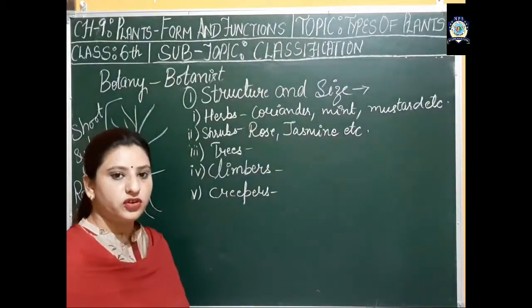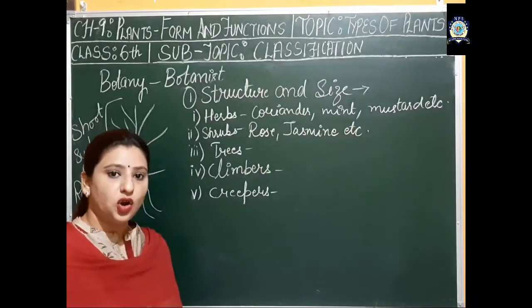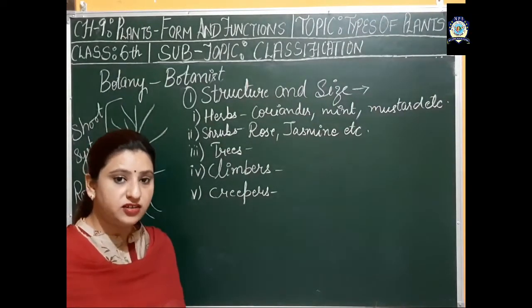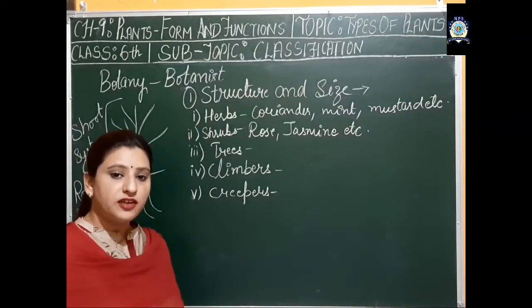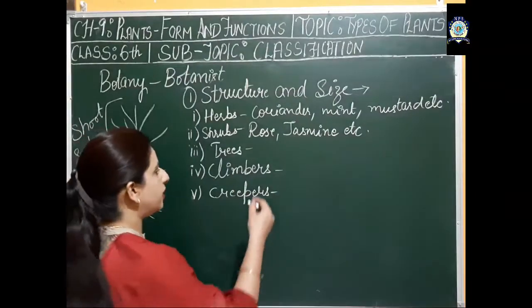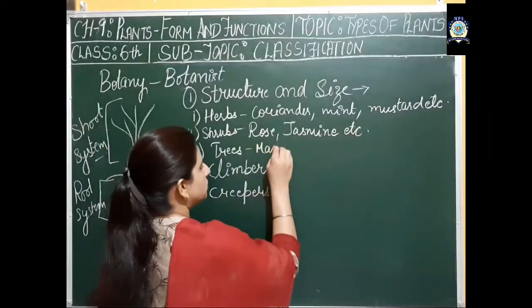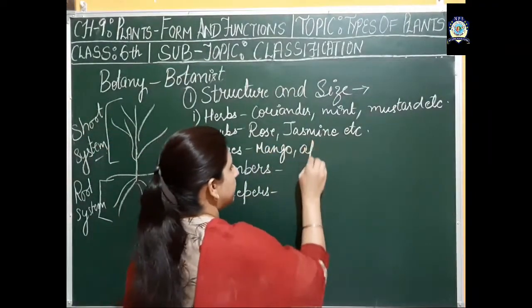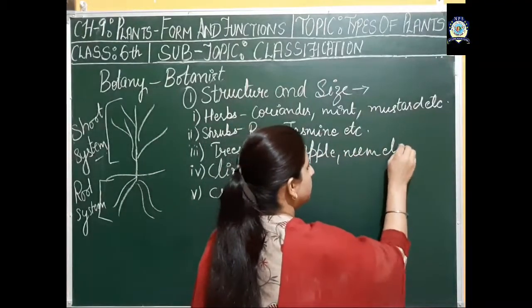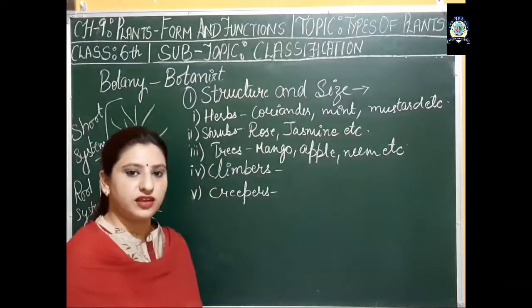If I talk about trees, then trees are long and tall, and they attain a certain height from the earth's surface. And if I exemplify these trees, then you can exemplify them by mango, apple, neem, etc. and many more trees are there.